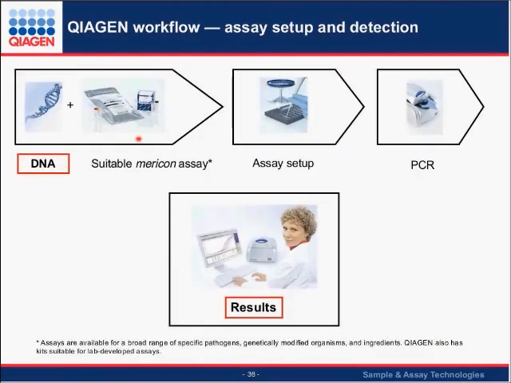The DNA molecule is then added to a suitable Maricon assay or lab-developed assay, and these Maricon assays are very simple because you basically make a master mix and you add DNA to the master mix and put it then into a PCR instrument, and we get results. There's a little picture of results on a computer. We have assays for a broad range of specific pathogens, genetically modified organisms and ingredients, and we have a lot of kits suitable for lab-developed assays, which are very important in the food and in the environmental arena.